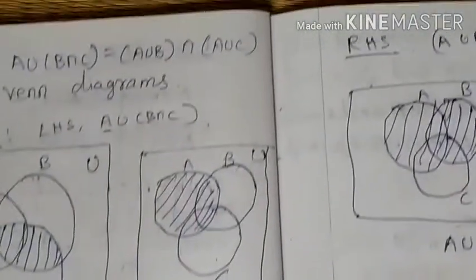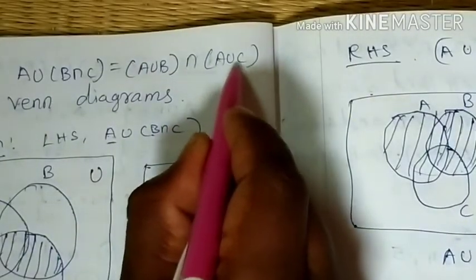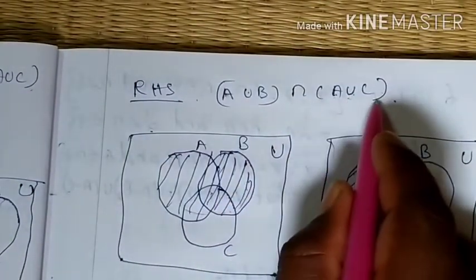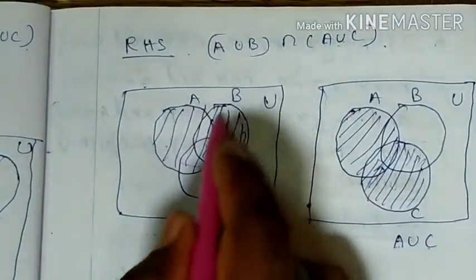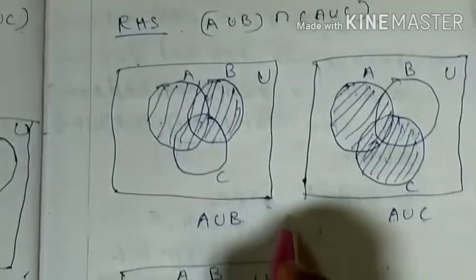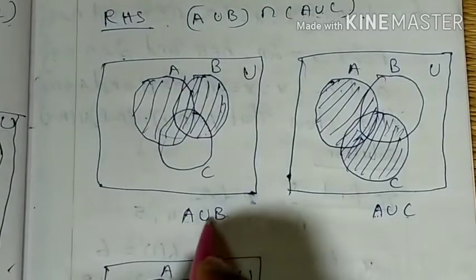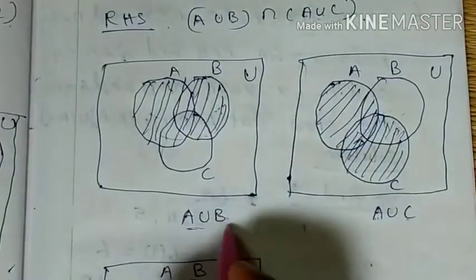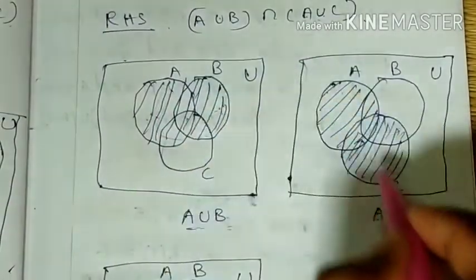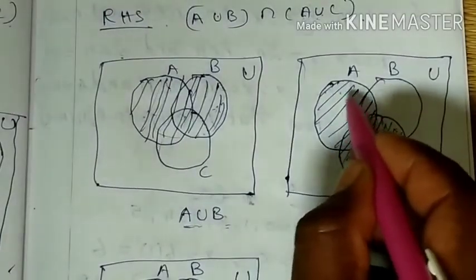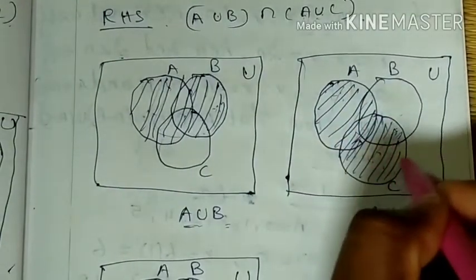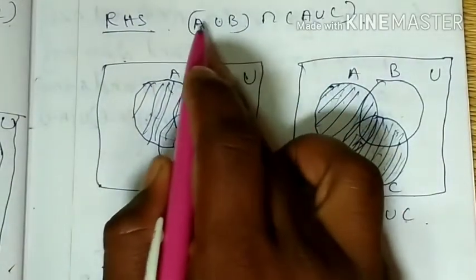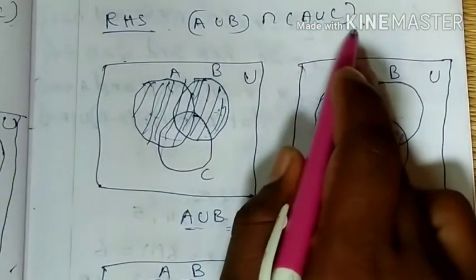Next, RHS is (A union B) intersection (A union C). So draw the three overlapping sets. Find A union B, shaded only for A and B. This is A union B. Then A union C means shaded only A and C. Okay, these are the two diagrams.